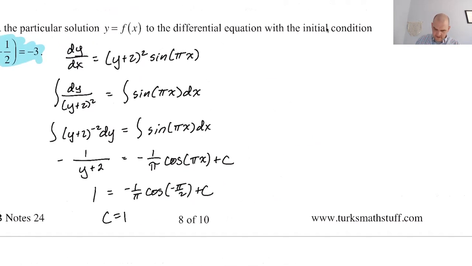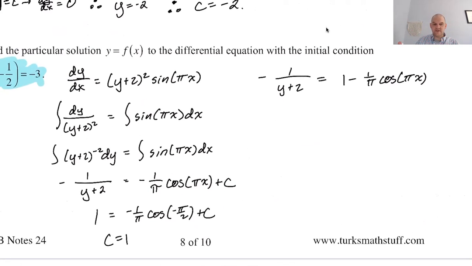Okay, so I have negative 1 over y plus 2 is equal to, I'm going to write it as 1 minus 1 over pi cosine of pi x. I'm doing that just because I think it looks better. You could do the negative thing and then plus 1. Doesn't make a difference. I'm partial to that, I guess.